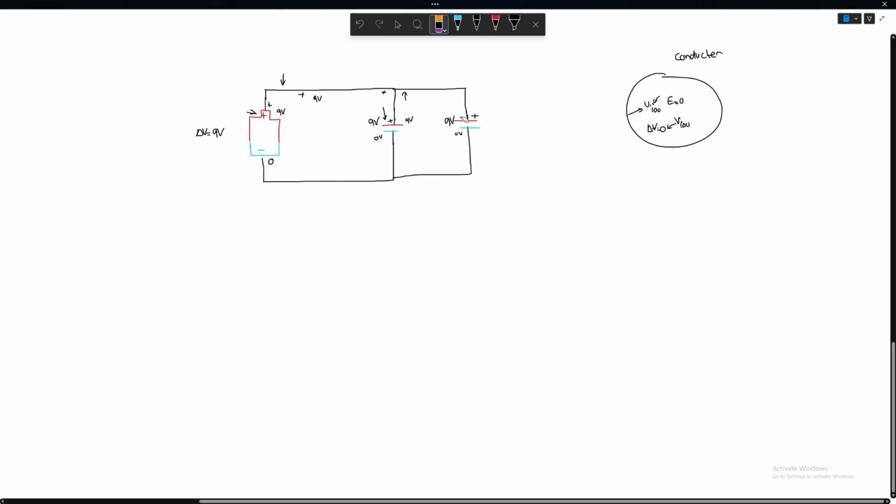So let me clean these drawings up. I messed it up trying to clean it.